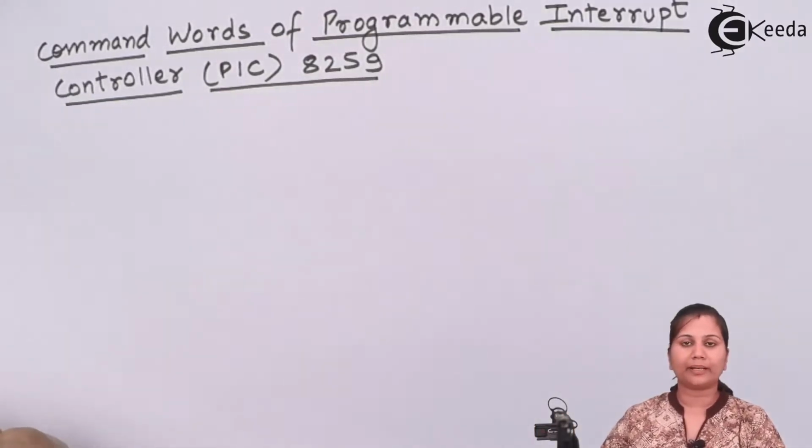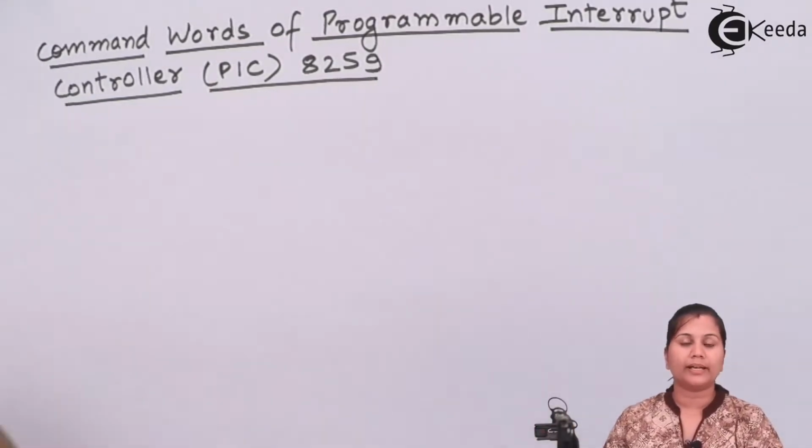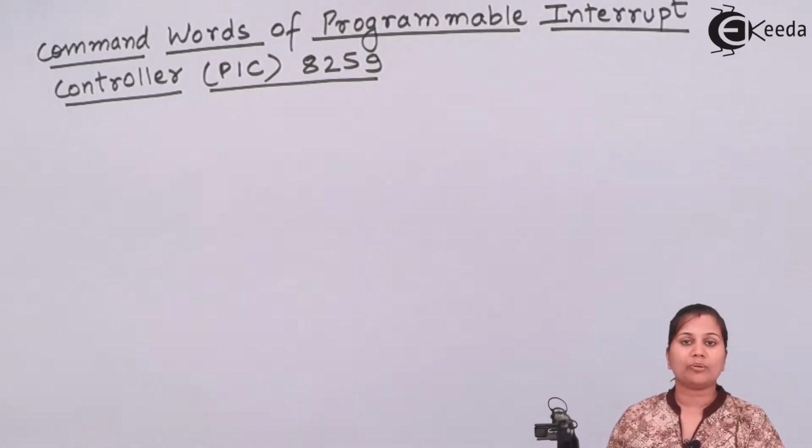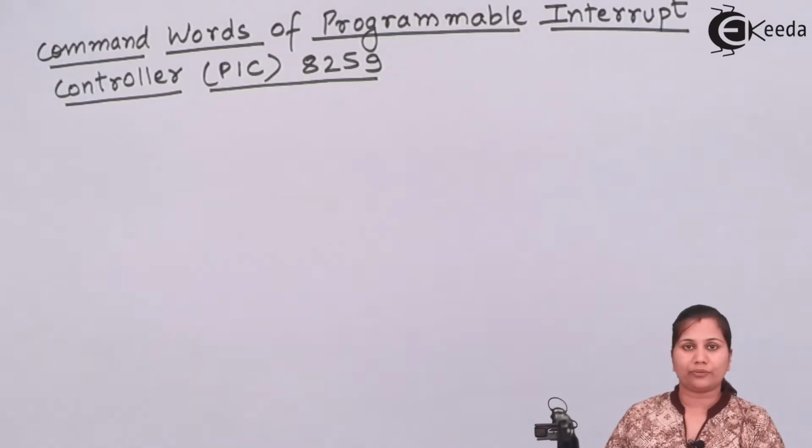The 8259 programmable interrupt controller can work in various modes of operation. For these operational modes we have different control words. These control words are also known as the command words. So in this video we are going to study about the command words of 8259, which decide the mode of operation of this PIC. Now, the command words of 8259 are of two types.